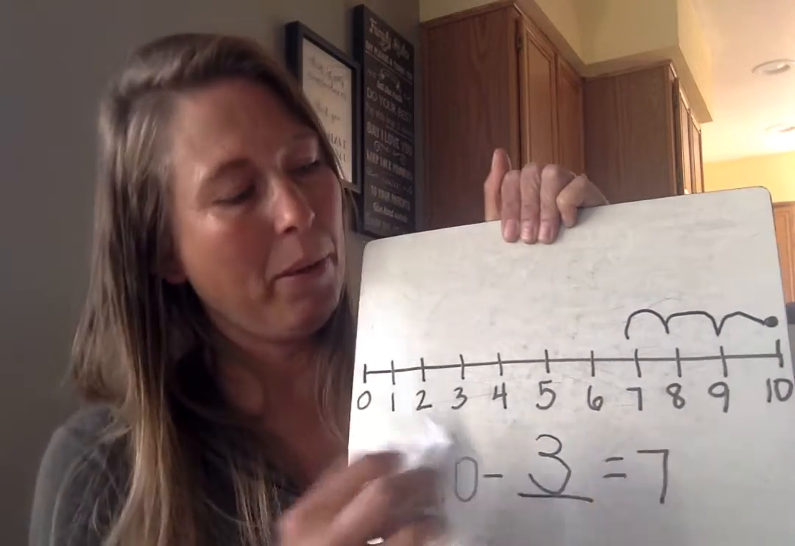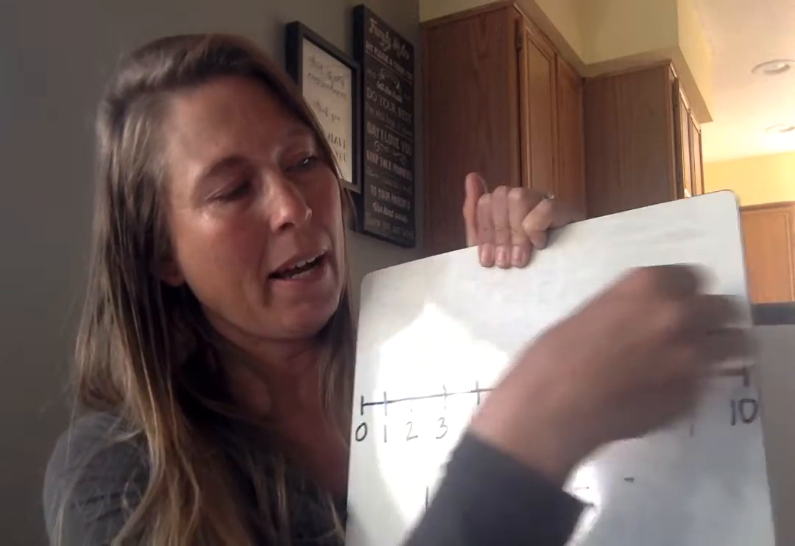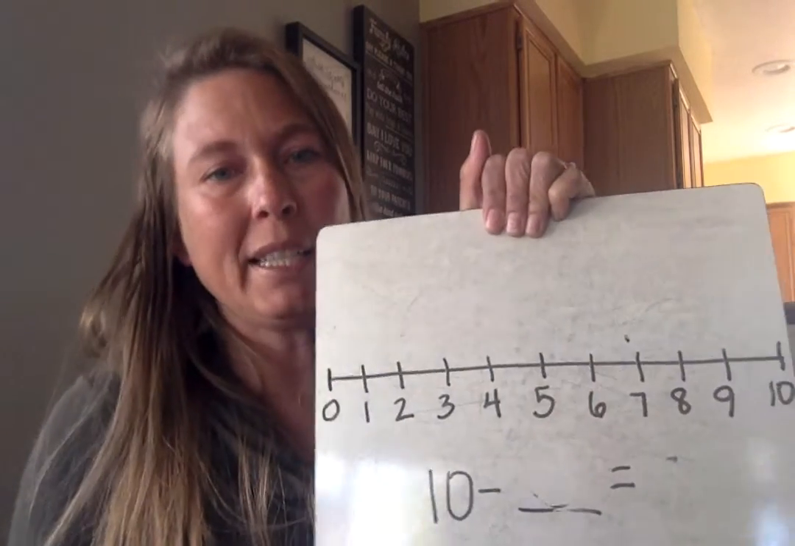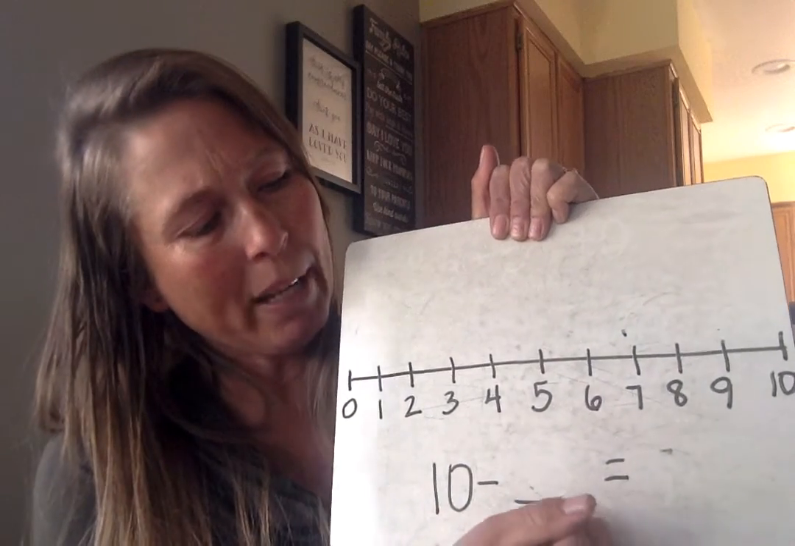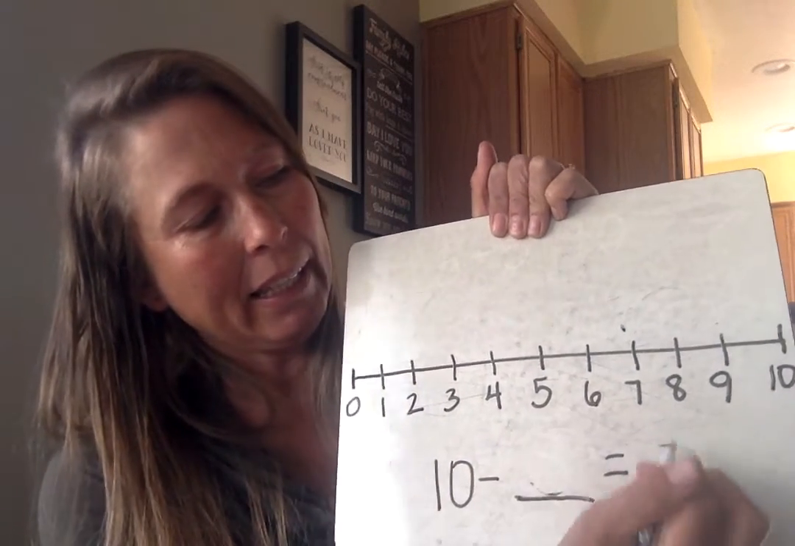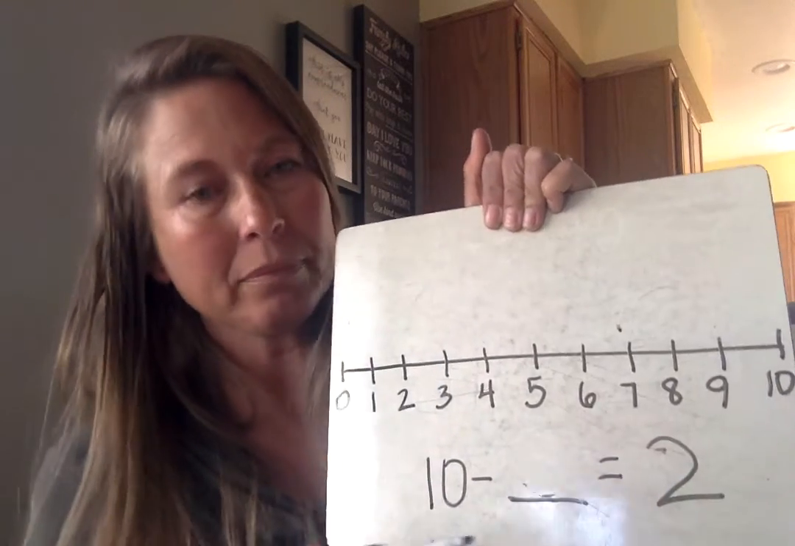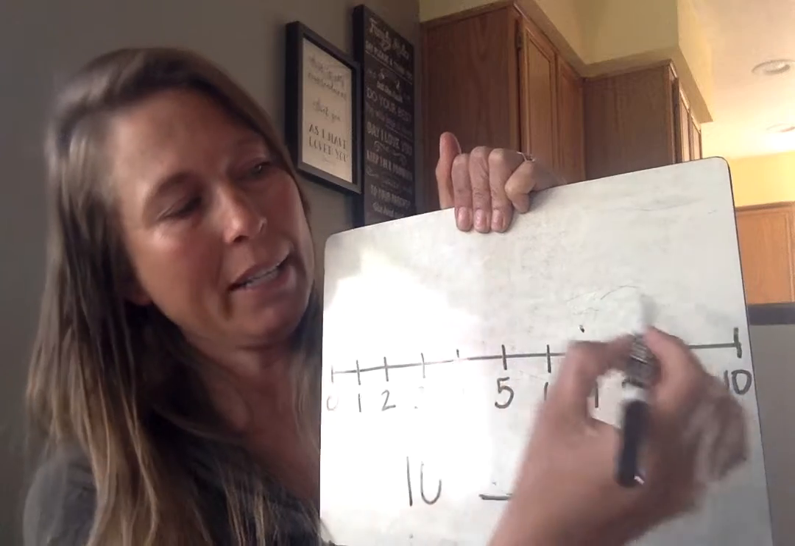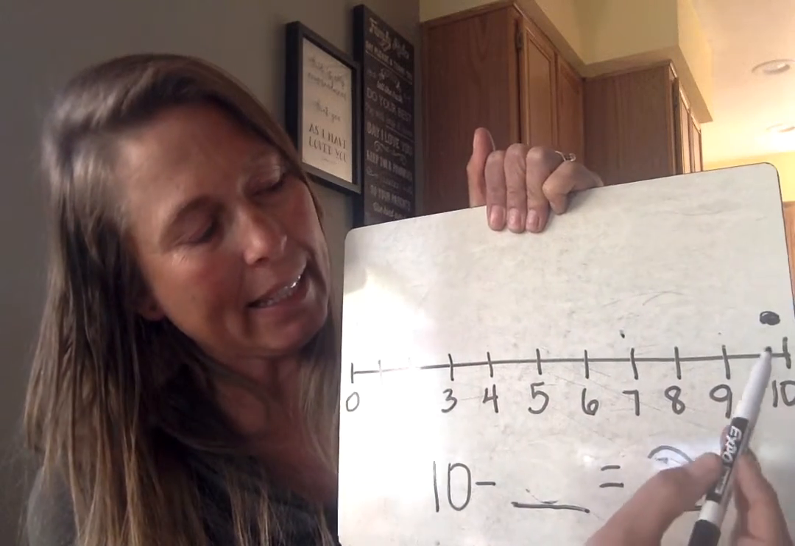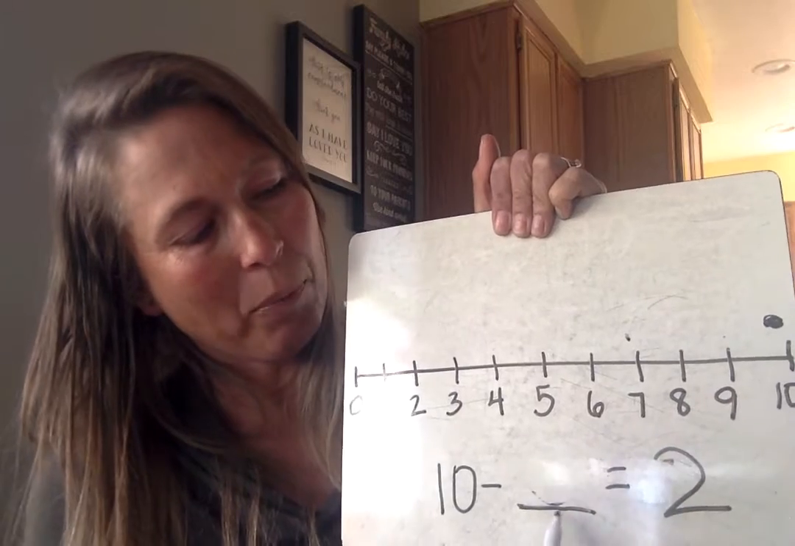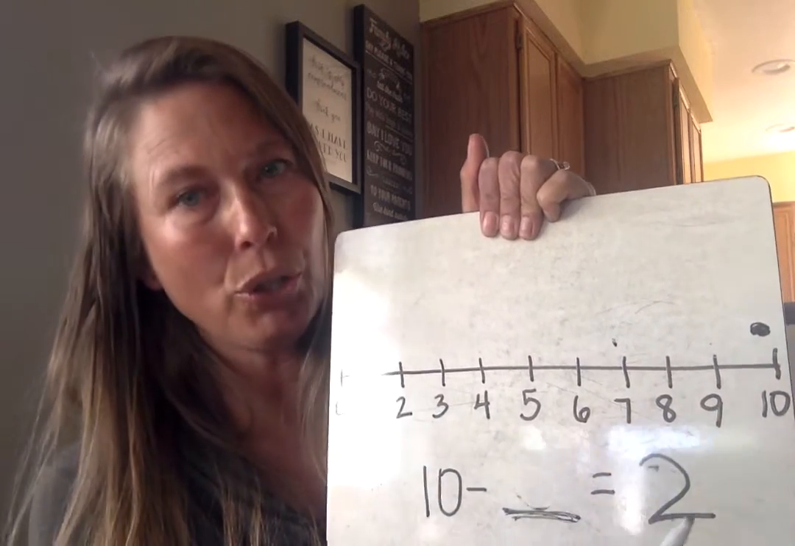Let me show you another one. I'm just going to erase my numbers and my hops. So if I did something like this, I would say 10 take away what number, what part is missing, equals, let's say, 2 this time. So I'm going to start at 10 because that's my first number, my whole number, and I need to see how many hops, what's my missing number, how many hops until I get to the number 2.